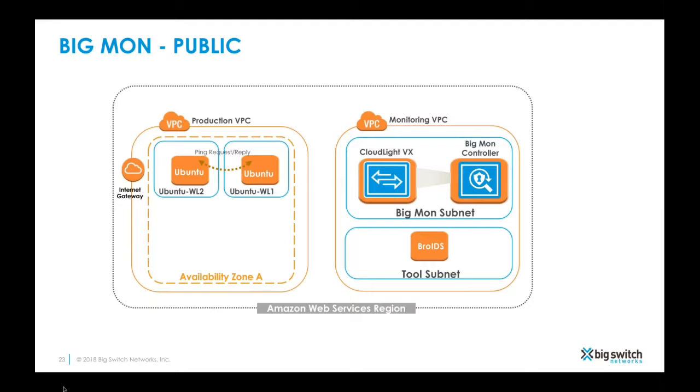On a monitoring VPC, we can see that there are two subnets. One is a BigMon subnet and the other one is a tool subnet. On the BigMon subnet, we have the Cloud Light VX virtual switch and the BigMon controller. And on the tool subnet, we have a Bro IDS which is deployed.